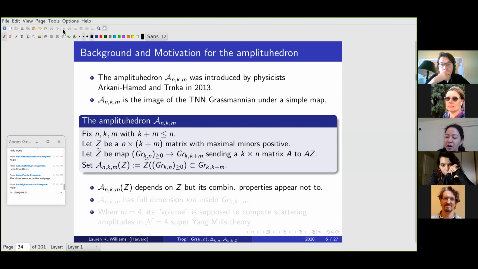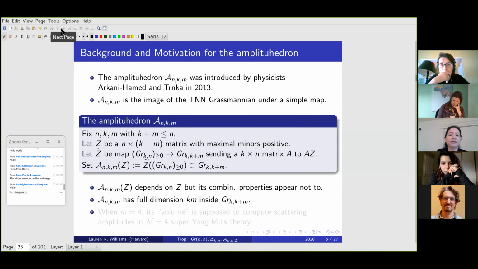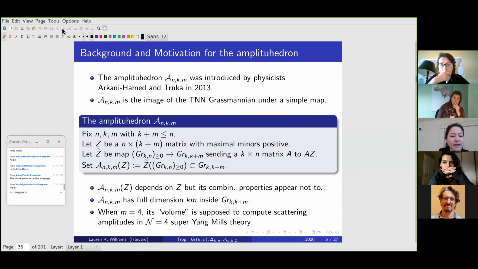Let me make a few remarks about this object. The first remark is that, of course, the definition of it depends on Z, but it seems that its combinatorial properties do not. It has full dimension k times m inside the Grassmannian where it's living. And the physicists introduced it because when m equals 4, its volume is supposed to compute scattering amplitudes in N equals 4 super Yang-Mills theory. And I'm really not going to say any more about this.